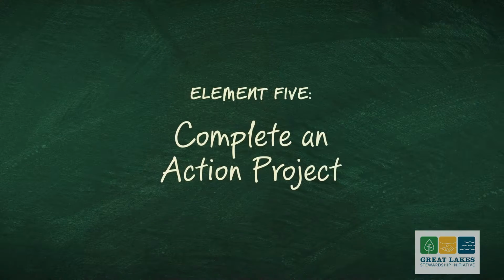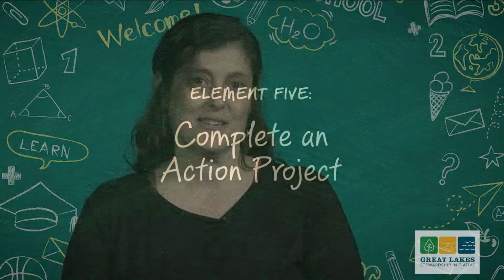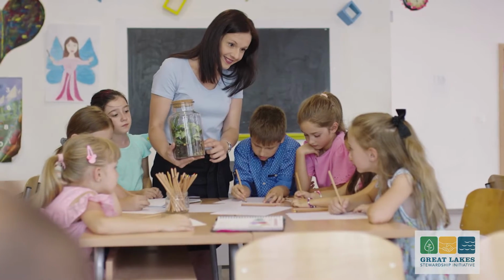Once you've identified your issue, selected and engaged with relevant community partners, and conducted research on the issue and the options you have to address it, it's time to implement Step 5 of the Place-Based Stewardship Education Model, Complete an Action Project. At this stage, you and your students should have the information necessary to shape and execute an action project, the resources needed, the likelihood of success, and the appropriateness of chosen actions.